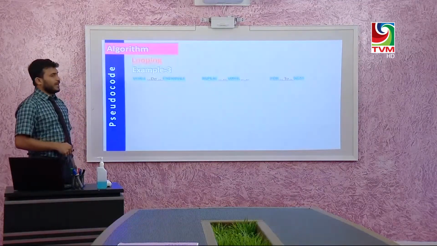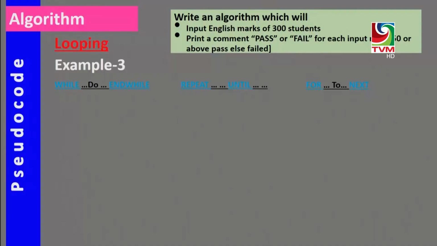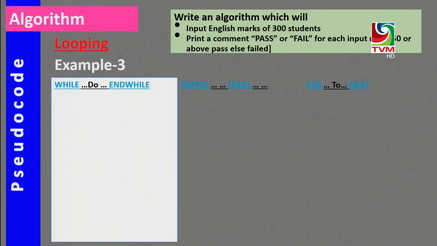Let us take another example. Write an algorithm which will input English marks of 300 students and print a comment, pass or fail. And how can you evaluate whether the student passes or fails? If the student scores 50 and above, the student is pass, and in other cases the student has failed. Let us see how it works in while, do and while.